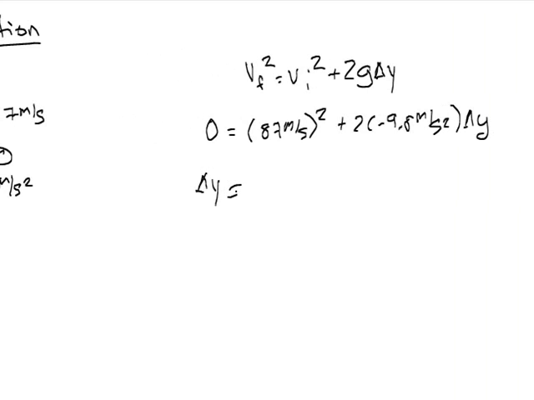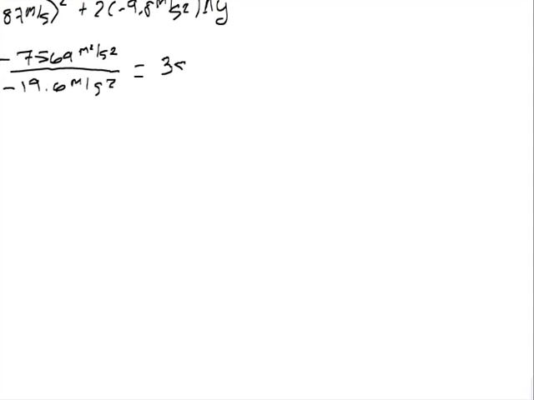Delta y will be equal to negative 7569 meters squared over second squared divided by negative 19.6 meters per second squared, which will give us a height of 386 meters.